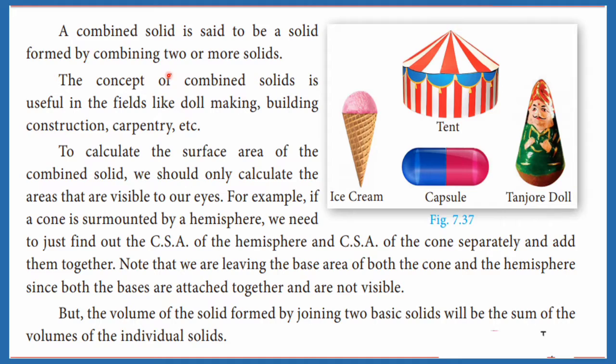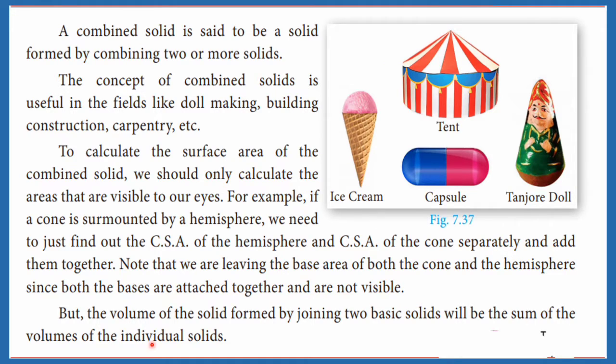To calculate the surface area of the combined solid, we should only calculate the areas that are visible to our eyes. For example, if a cone is surmounted by a hemisphere, we need to just find out the curved surface area of the hemisphere and the curved surface area of the cone separately and add them together. Listen carefully. To calculate total surface area, we just find out the curved surface area of the combined figures. Note that we are leaving the base area of both the cone and the hemisphere since both the bases are attached together and are not visible.